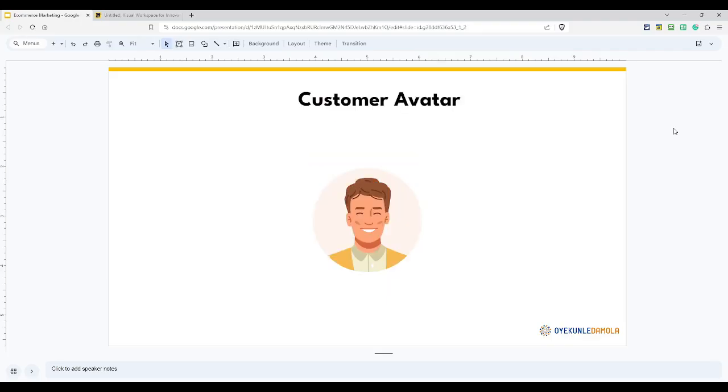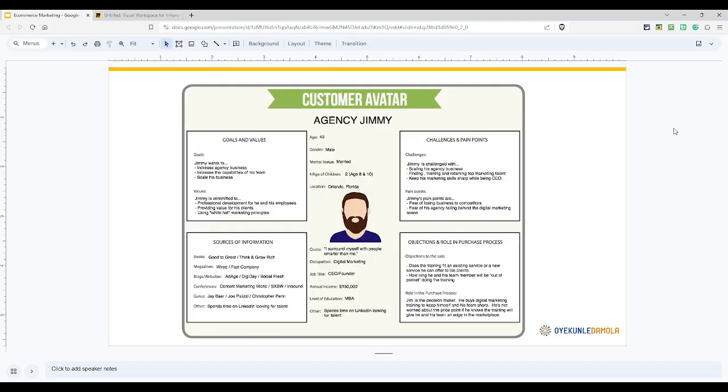Now, in marketing, an avatar is a detailed profile of your ideal customer. So I want you to think of it as a character in a story, but this character is representing a segment of your real-world audience. And I'm going to show you actual examples of this. So what goes into a customer avatar?